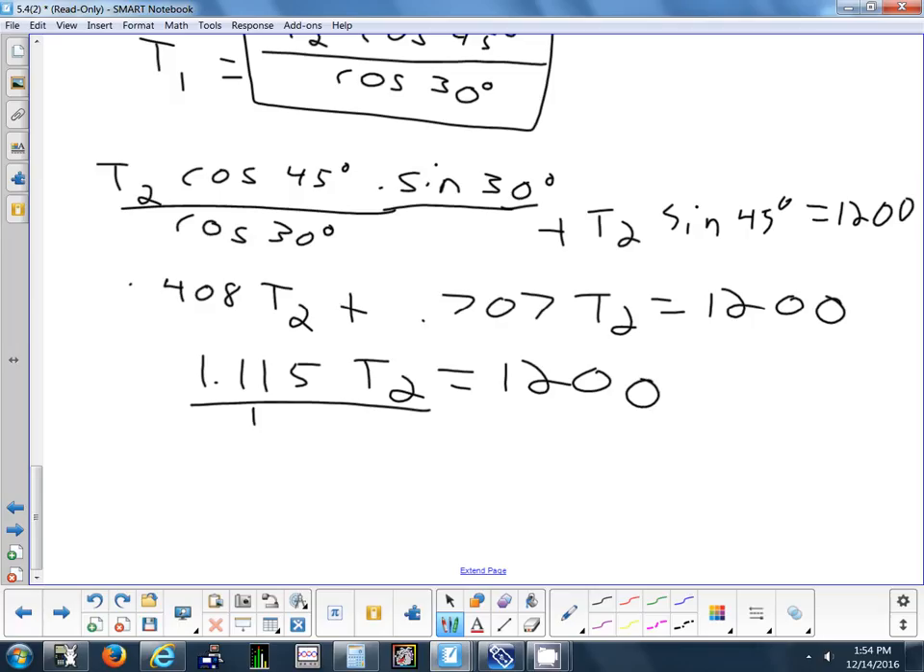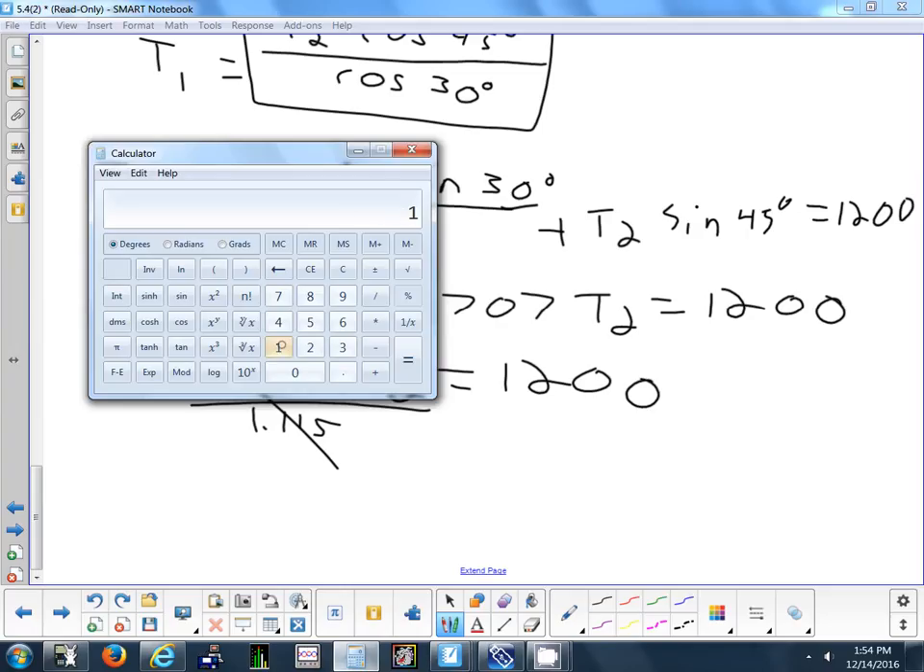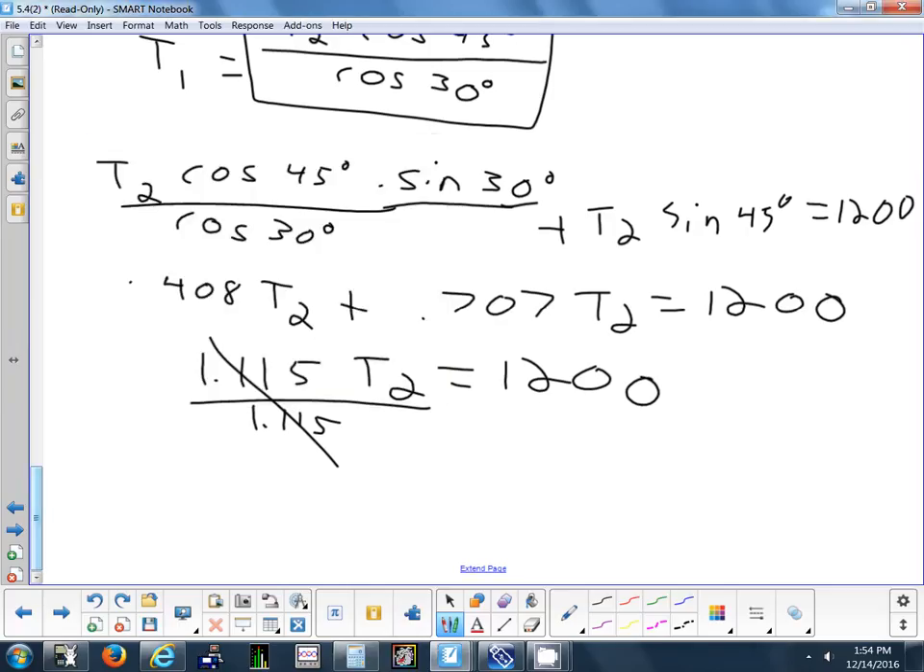Divide by 1.115 on each side. So the tension in cable 2 is 1,076 pounds, roughly. What did I say? 1,076 pounds.